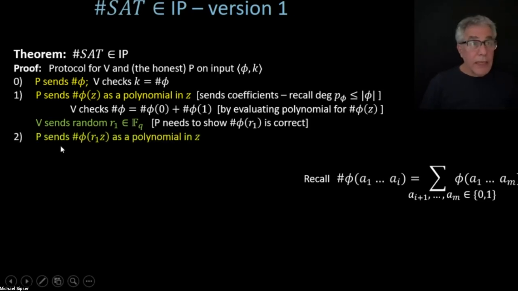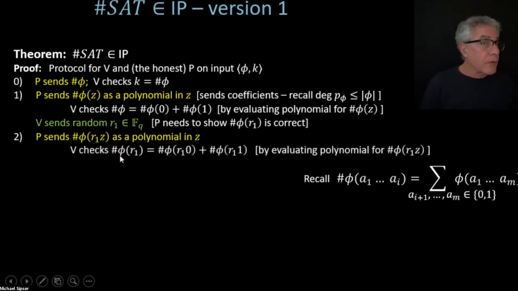So the way we're going to do that is now by unpacking it one level down. And we're going to be using that identity because this value here is going to be equal to number phi of R1 comma 0 plus number phi of R1 comma 1. But we don't want to send both of those. So we're going to send them combined into a polynomial of number phi of R1 of z as a polynomial in z. This is a new polynomial in z.